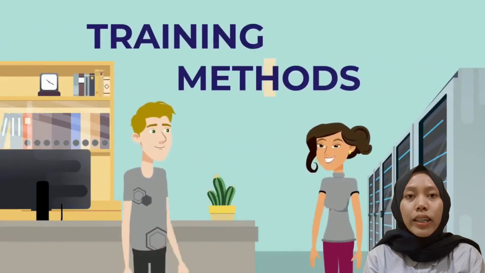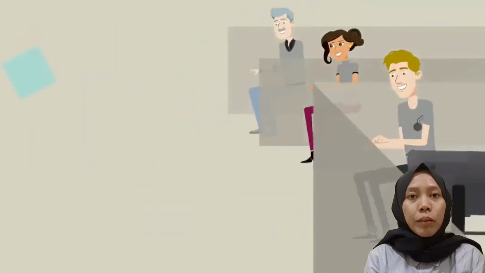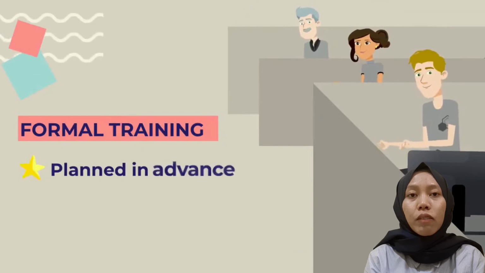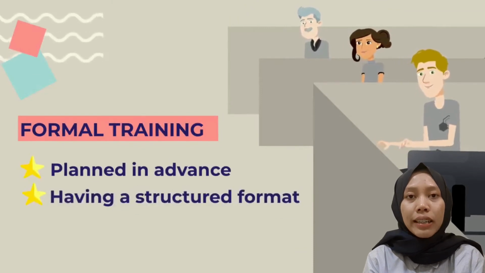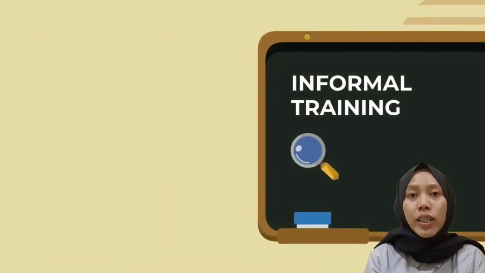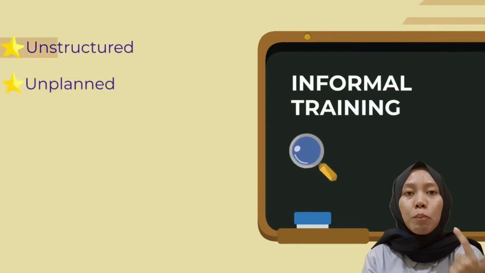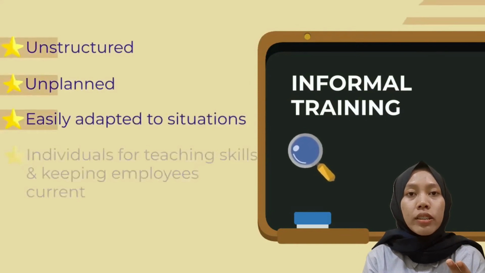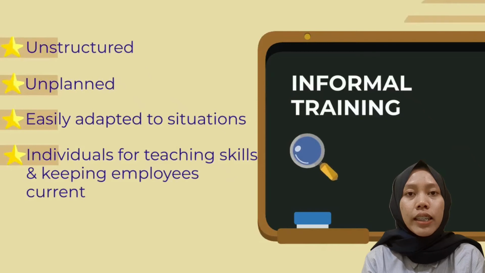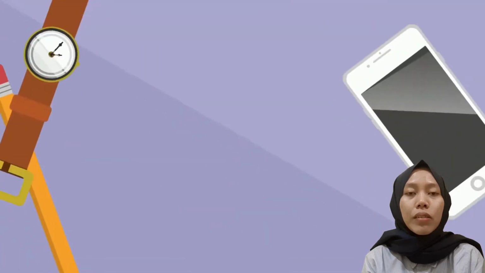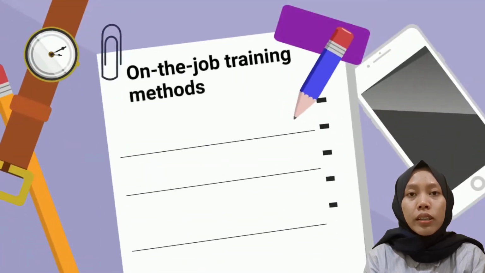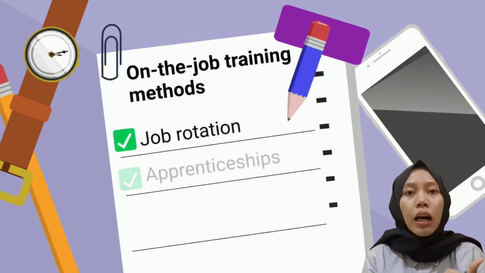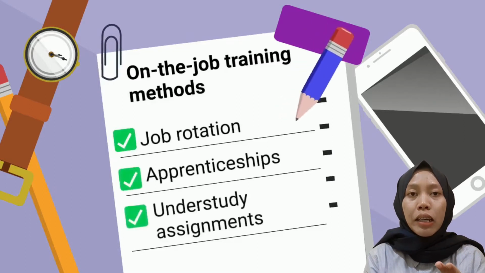And the next is training methods. Formal training means planned in advance and having a structured format. But informal training means unstructured, unplanned, and easily adapted to situations and individuals for teaching skills and keeping employees current. So on-the-job training methods include job rotations, apprenticeships, and understudy assignments.